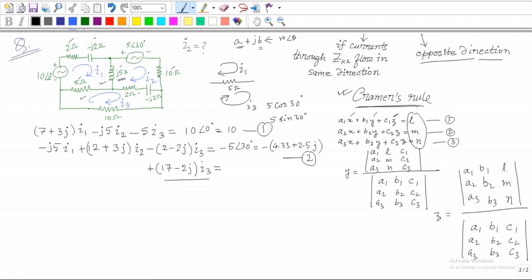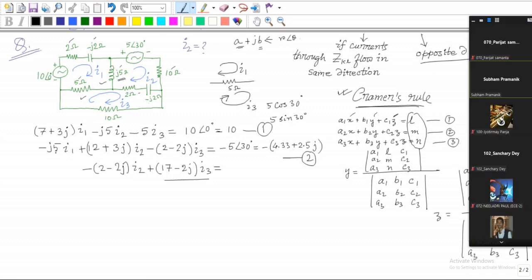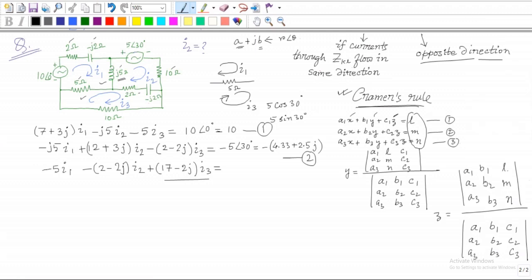Then 2 minus 2j, that is the mutual impedance between mesh 3 and mesh 2. You have to write this in proper location. 2 minus 2j into I2. Then in between mesh 3 and mesh 1, minus 5, I1. This is equal to 0, because there is no driving force in the third mesh. So this is number 3.